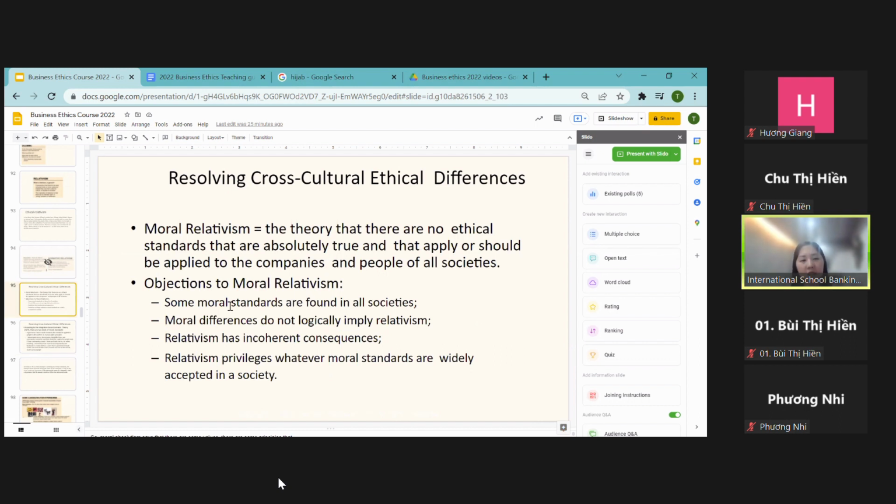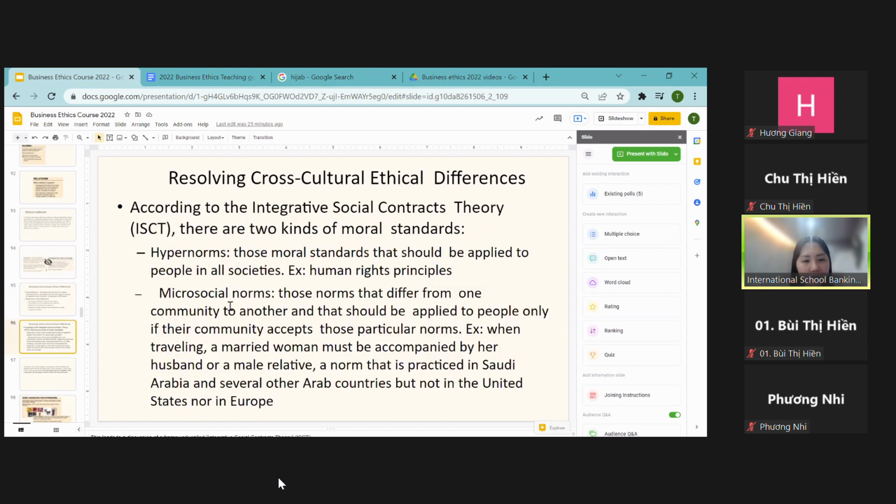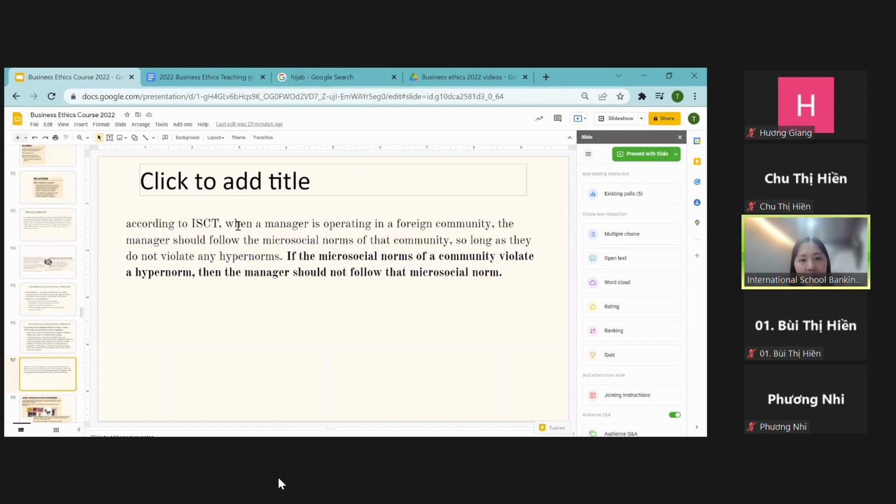Okay? And in this case, it says that the manager should follow the macro social norm. And that was the decision of the manager. He decided to prioritize the moral standard of Nambu over Motorola because he doesn't want to bear the loss from firing two employees.